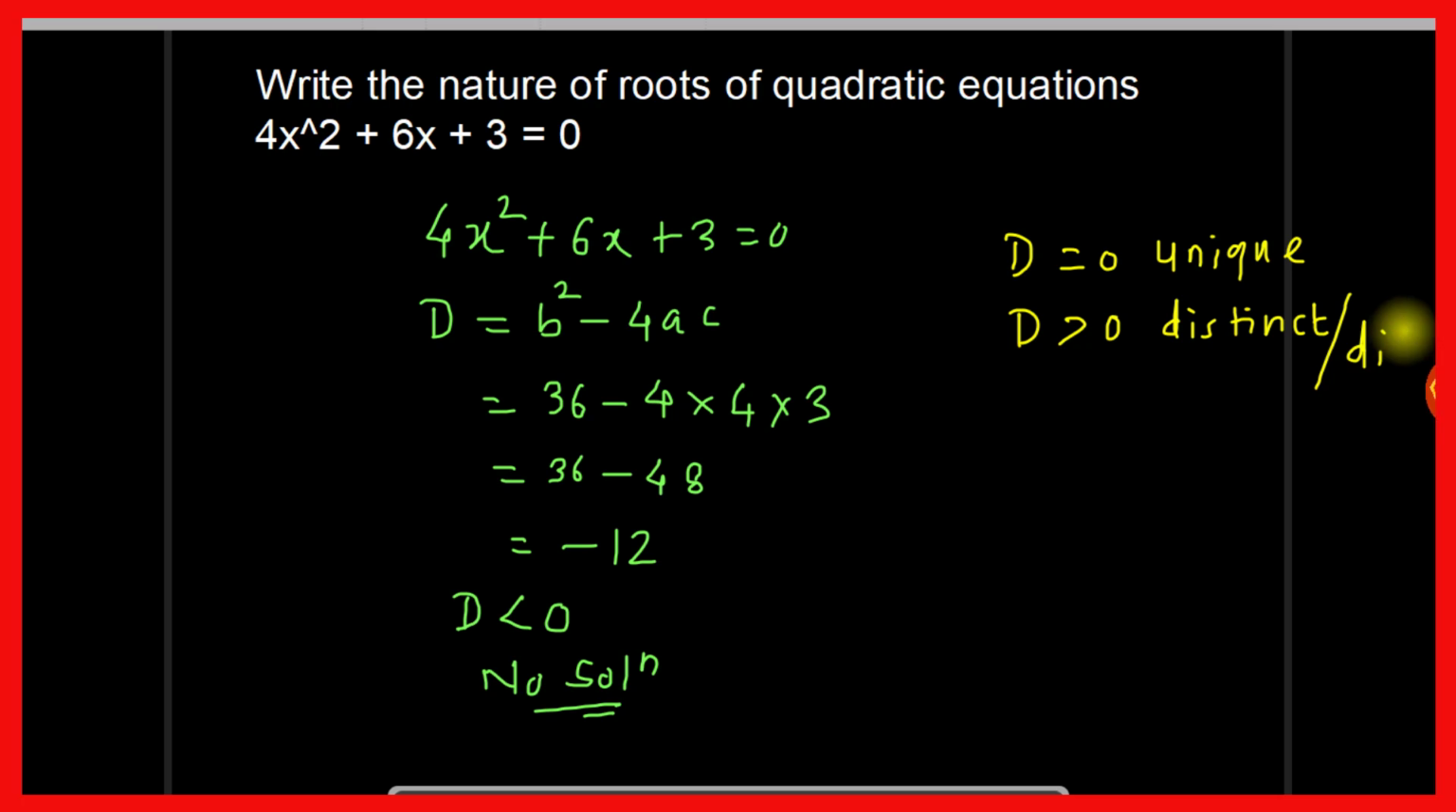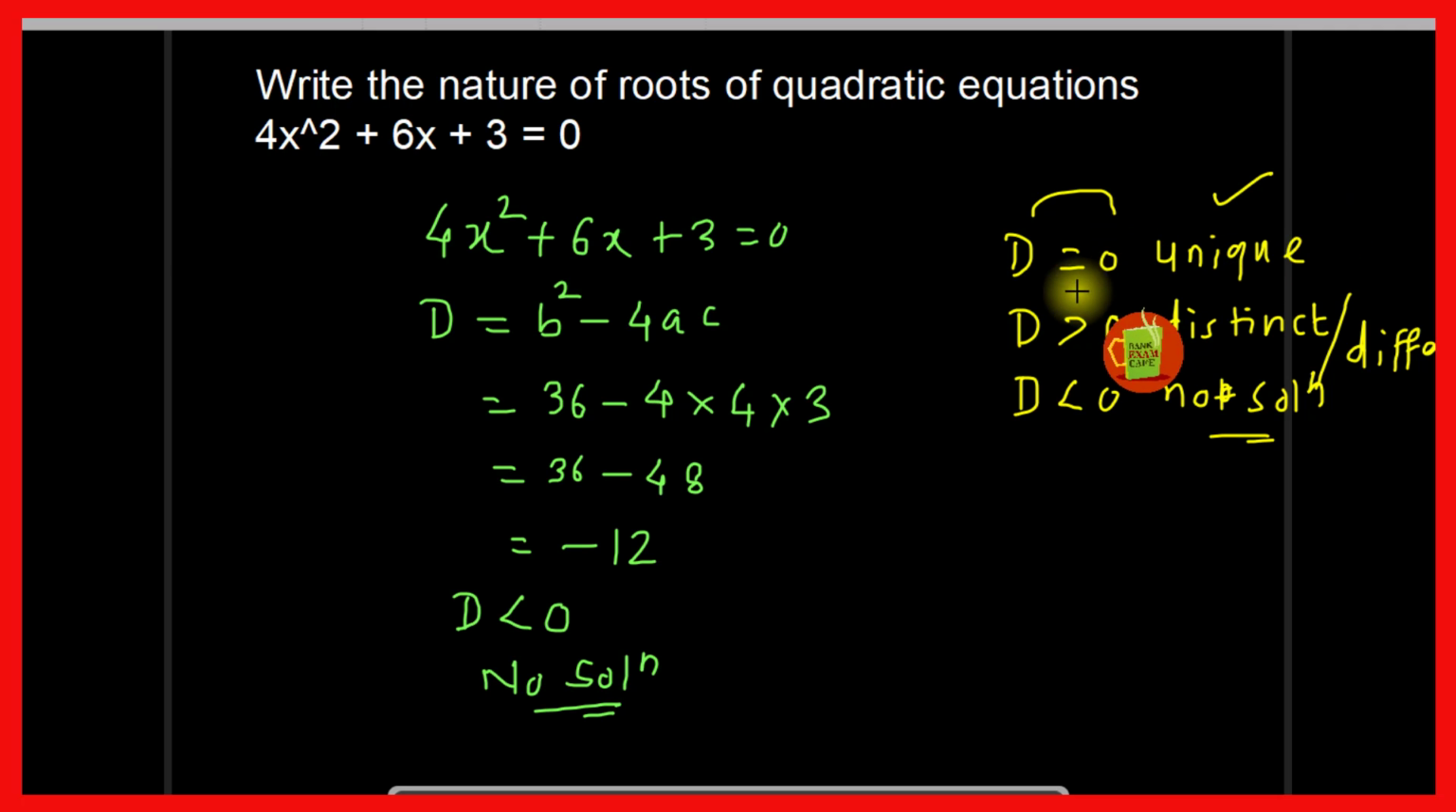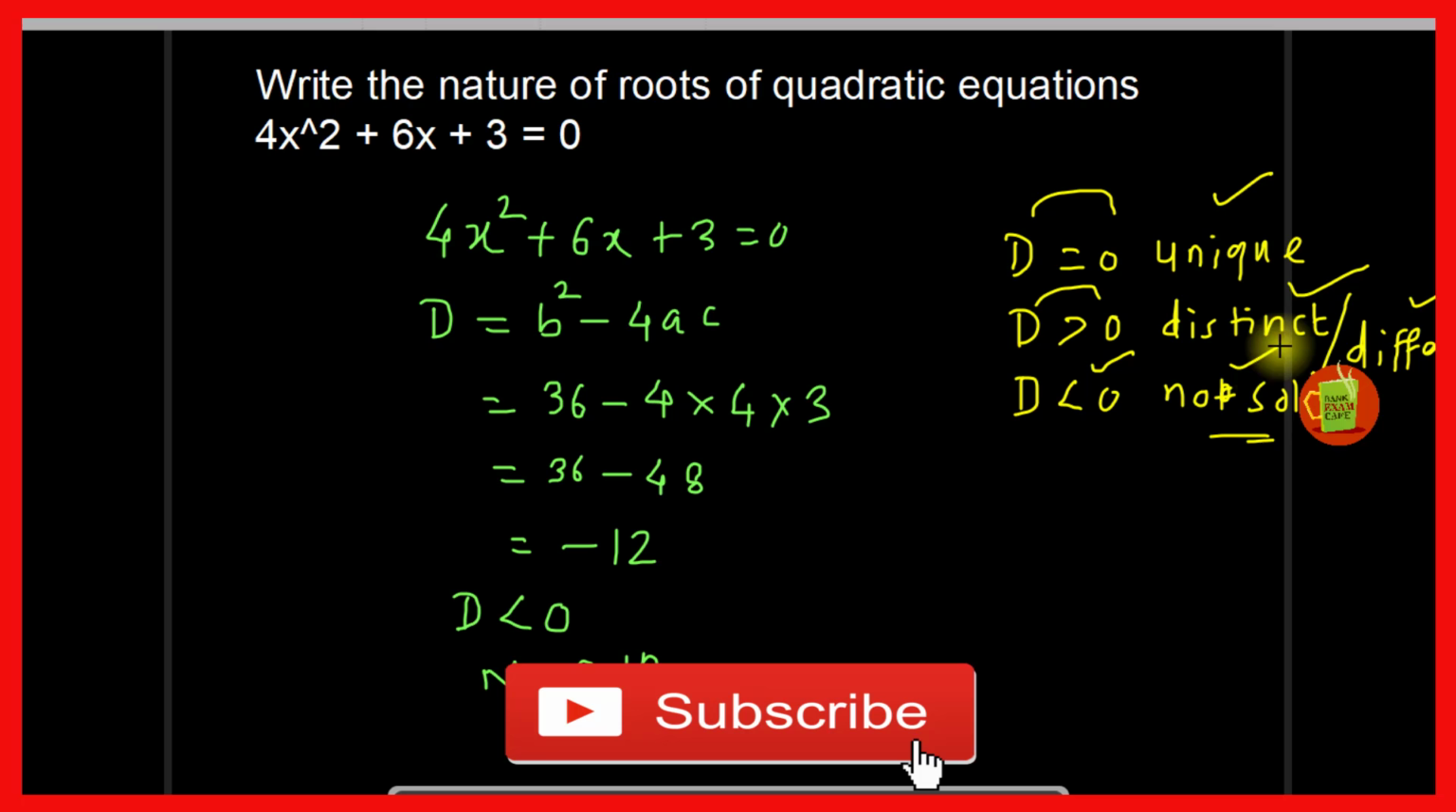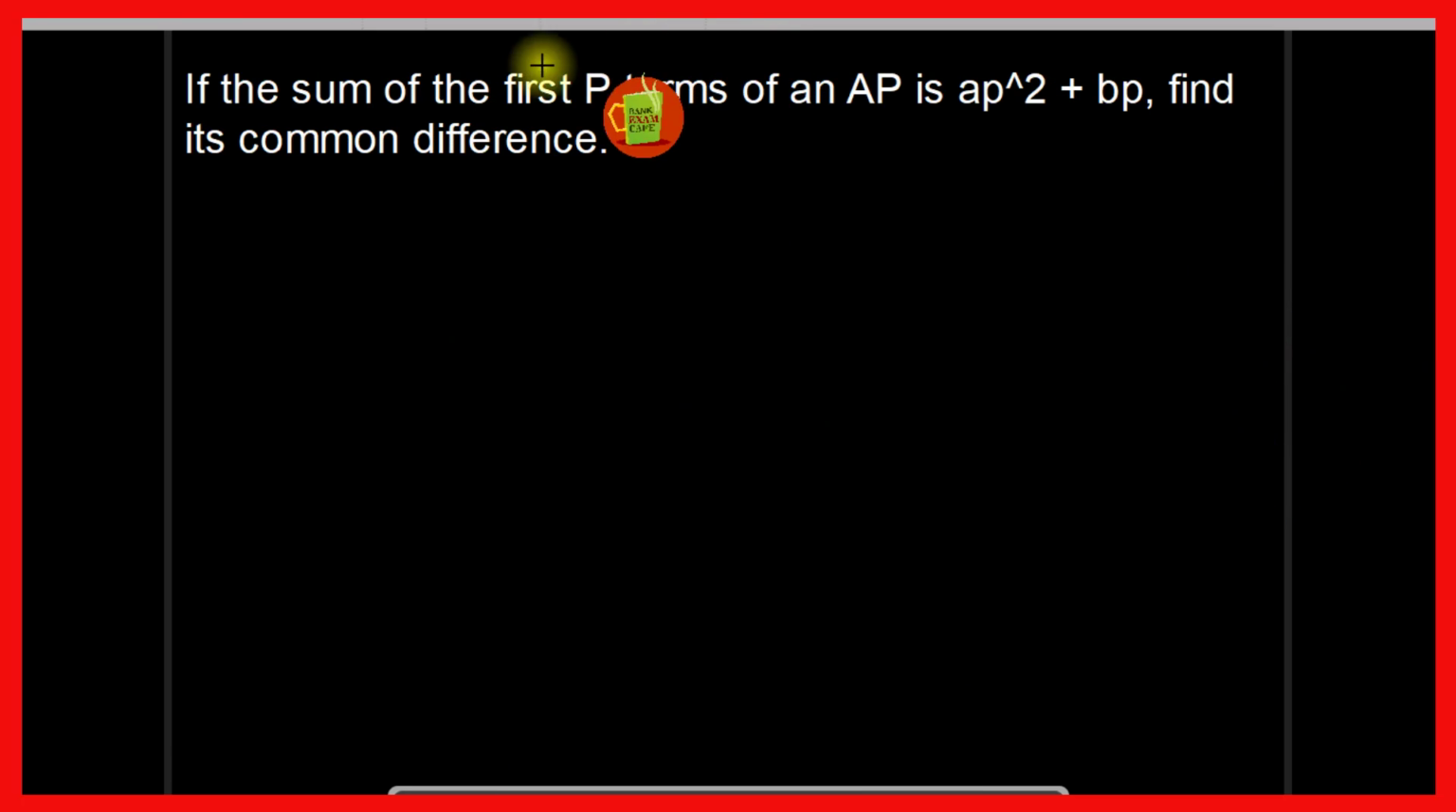Distinct roots means what? Different roots. Both roots will be different. And if D is less than 0, then the given quadratic equation will have no solution. So for D equal to 0, it will have a unique solution. D greater than 0, it will have distinct, that is, different solutions, and if D is less than 0, it will have no solutions. Now let us move to the next question.